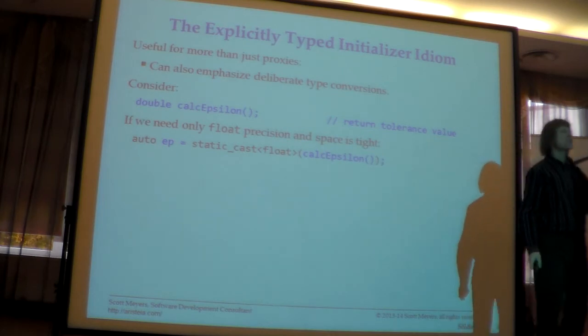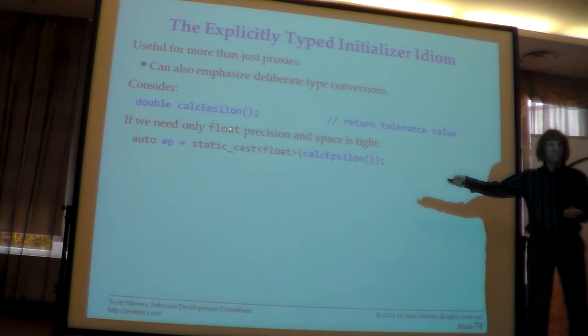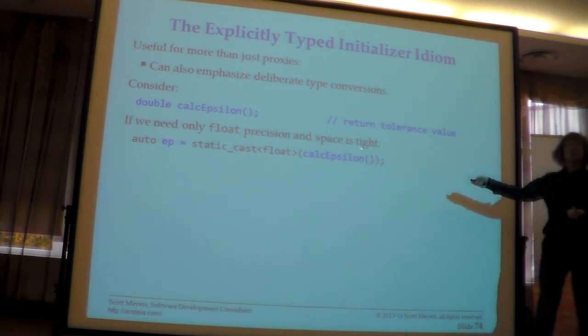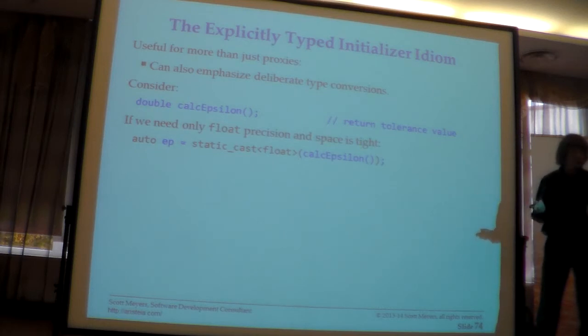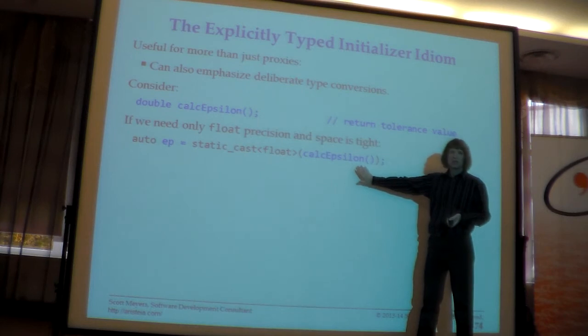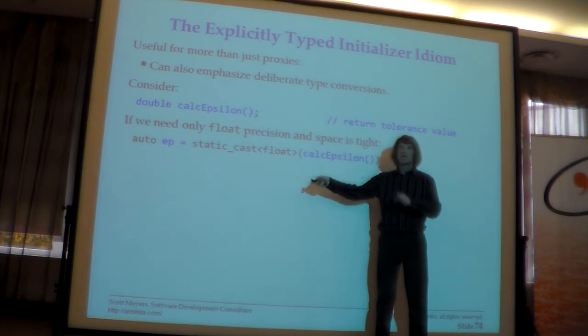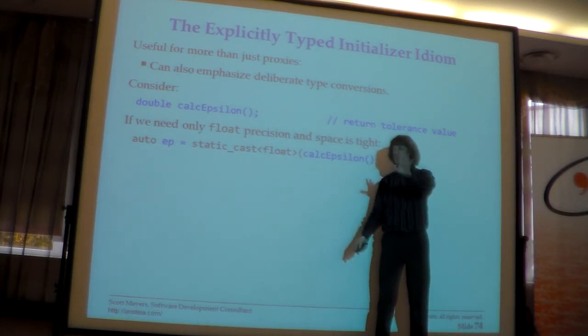And let us suppose that we know that for our particular application, we only need float precision, and the difference in size between doubles and floats is something that we care about. So I can call calc epsilon. This is going to return a double. I can use the explicitly typed initializer idiom to cast it to a float and put the result in an auto. Now, that does not answer your question, because your question was why use auto?